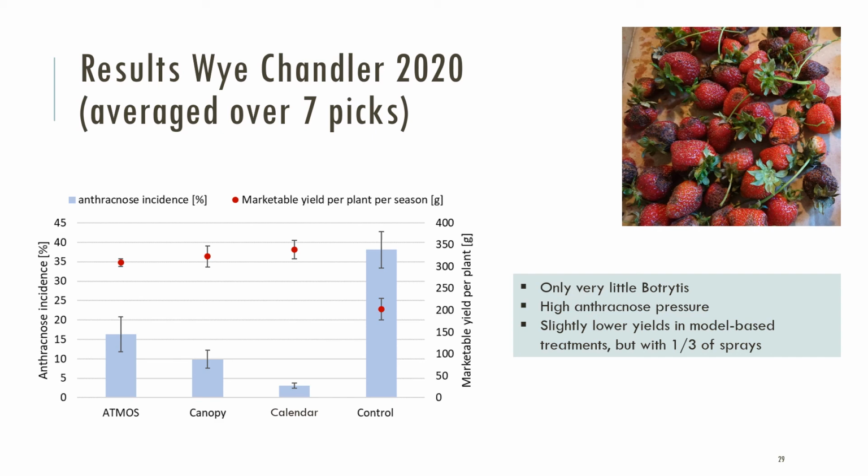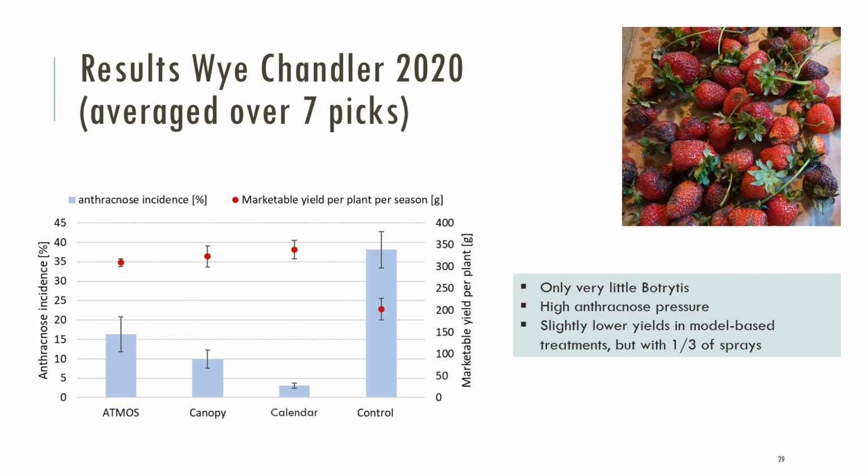In the right-hand side picture, you can see that anthracnose pressure was really high. So this is a sample of berries from the control, and almost every berry has a lesion from anthracnose. We didn't see a lot of botrytis. This is why this chart is only about anthracnose incidence. The blue bars are anthracnose and the red dots are the marketable yield per plant for the whole season.